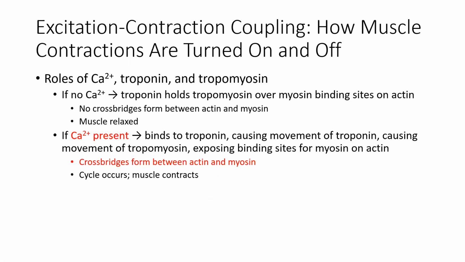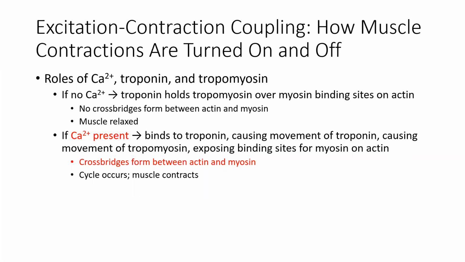So if there's no calcium in the sarcoplasm, so in the cytoplasm of the cell, in muscle we call it the sarcoplasm, if there's no calcium present, troponin is going to keep tropomyosin covering up those myosin binding sites on actin. And as long as those myosin binding sites are covered up, we cannot make interaction between actin and myosin. In other words, we cannot form cross bridges. We cannot initiate that cross bridge cycling. In this state, muscle is relaxed. It's in its relaxed state because there's no calcium present.